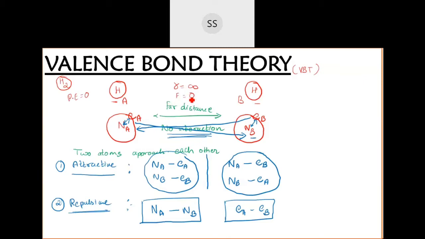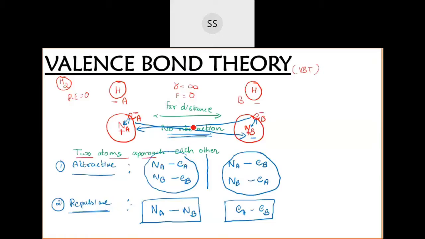But as the atoms approach each other, inside the atom there is a nucleus which is positively charged and an electron which is negatively charged. In the other atom also there is a nucleus which is positively charged and electrons which are negatively charged. If they are approaching each other, there will be forces which come into the picture. What are those forces? One is attractive forces and then we have repulsive forces.